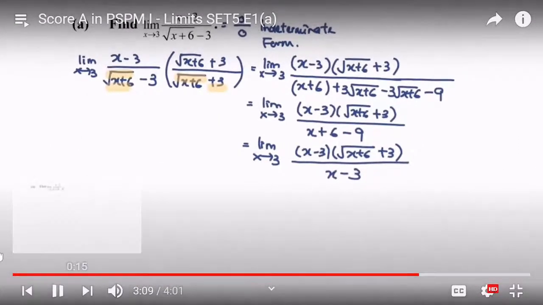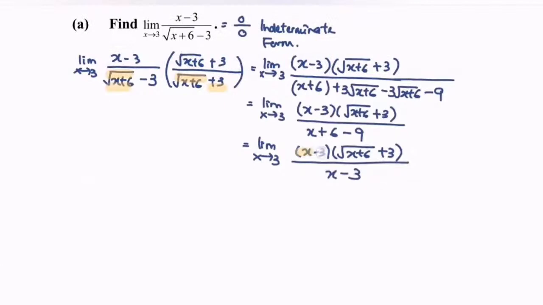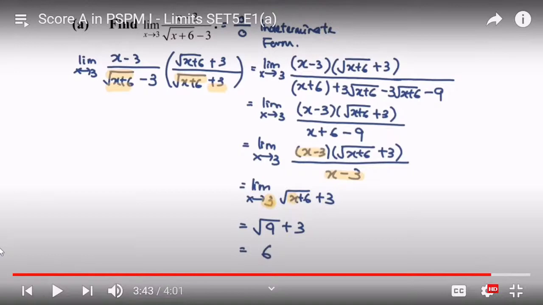So continue. And we notice that we have a common term, which is x minus 3. So finally, we will have limits when x approaching 3, the function would be square root of x plus 6 plus with the 3. If we substitute the 3 into the function, we will have square root of 9 plus with the 3. So finally, we will have 6. Okay? So in here, it does not equal 6. In the topic limits, we are not equal to 6. We are approaching 6. Understand or not? We are approaching 6.